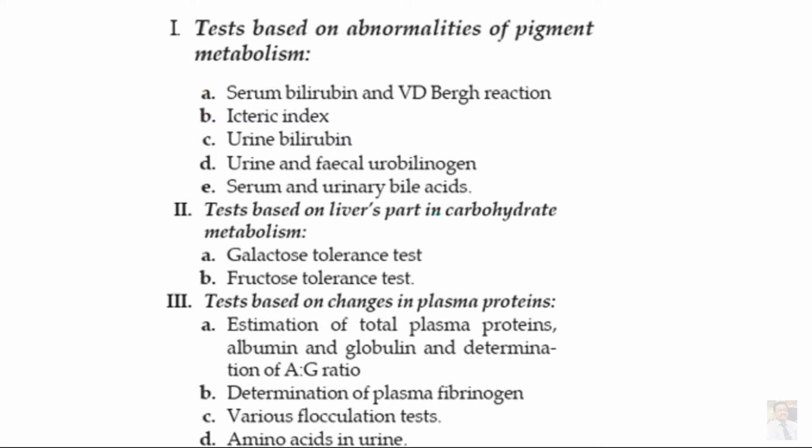Serum bilirubin is a major factor, and this bilirubin, you know very well, is classified into total bilirubin, direct bilirubin, and indirect bilirubin. The second one is the icteric index. That is a key parameter to identify abnormality of the liver function. And the third one is the urine bilirubin level.